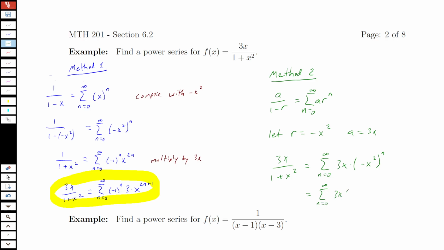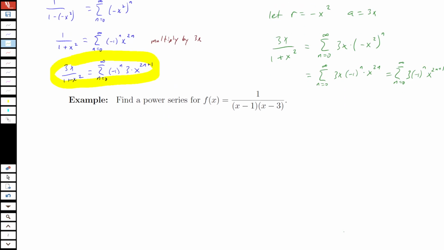So I have a negative to the n, so let's say negative 1 to the n. X squared to the n is x to the 2n. And now I can combine up my x's and get a sum from 0 to infinity of 3. I have a negative 1 to the n. And now when I combine up the x's, I'll have x to the 2n plus 1. Okay, so you can see it's the same series. Just a different way of going about the same steps.